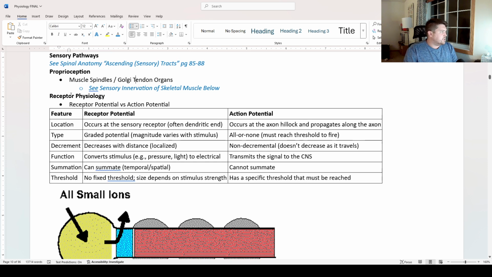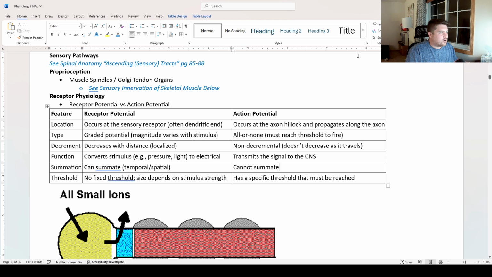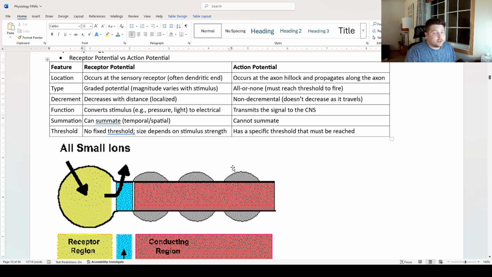Receptor physiology, talking about receptor potential versus the action potential. A lot of this I don't want to go too deep into. I've included it here because it's part of the components of the board material, but especially in the last couple of years, I have not seen any questions pop up from this specific type of material. So if you want to come back and read this chart, you can, but I wouldn't worry too much about it.